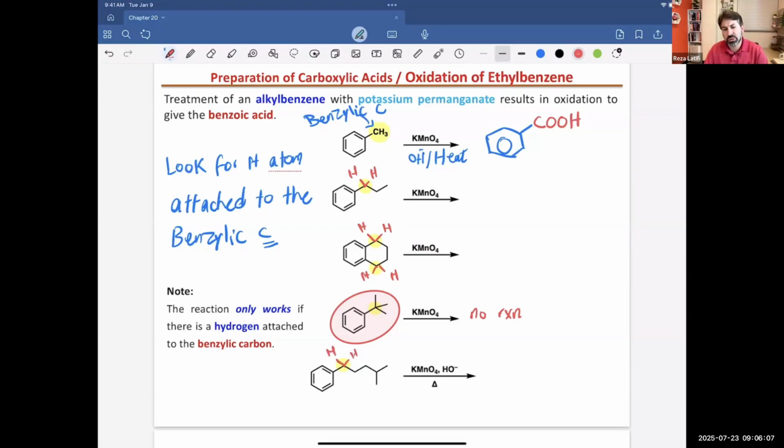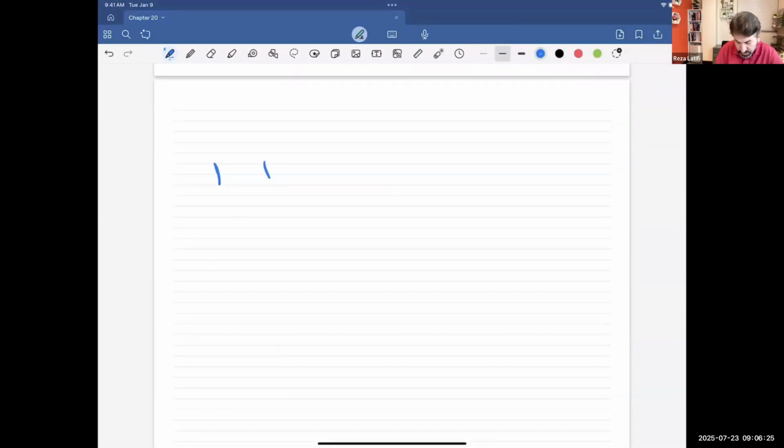So it's possible to have oxidation. Okay, quick question. What if I have only one hydrogen atom, just one hydrogen atom attached to the ring? Is it possible? An example is this. Imagine you have such a molecule. Let me draw it in another page.